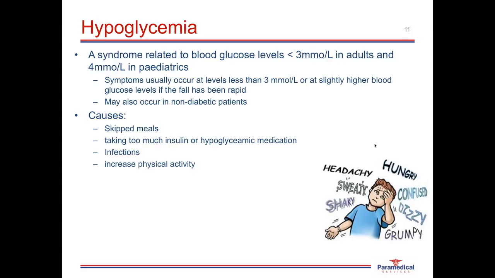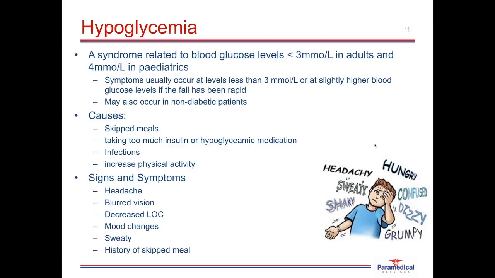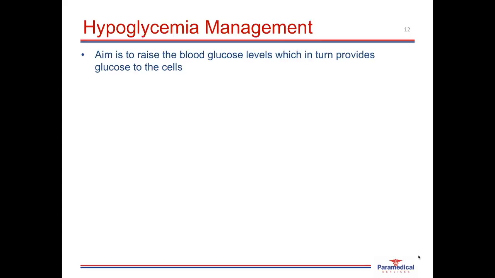The causes of hypoglycemia are usually a result of skipped meals, taking too much insulin or hypoglycemic medication, infections, and increase in physical activity. Signs and symptoms of hypoglycemia include headache, blurred vision, a decreased level of consciousness, changes in mood, sweating, and you may find that there's a history of a skipped meal. The aim of management in the hypoglycemic patient is to raise the blood sugar levels back to normal, which in turn provides glucose to the cells for energy and normal functioning.